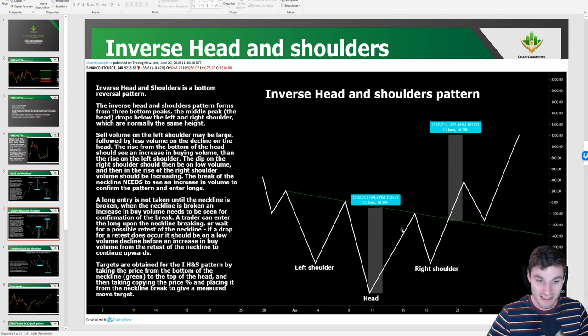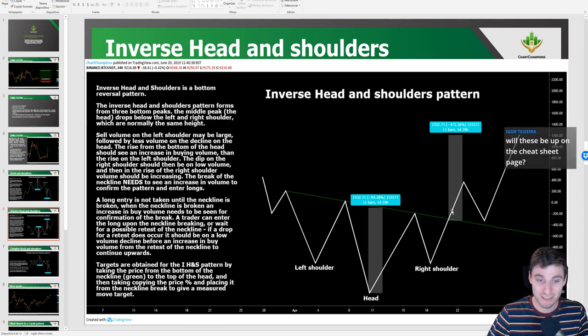Yeah, you want to see a rise in bull volume here. So that's really important that you see this rise in bull volume. And then on the decline of the right shoulder, you want to see the sell volume decreasing. And then again on the rise of this right shoulder, this is the most important part of the whole pattern, period.